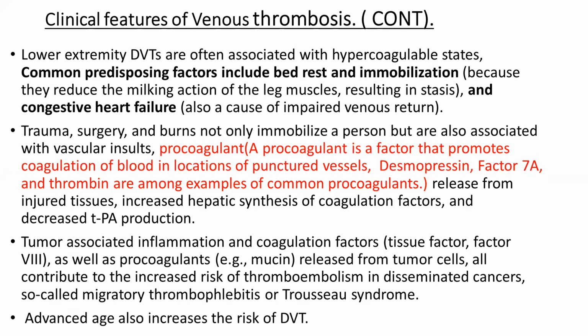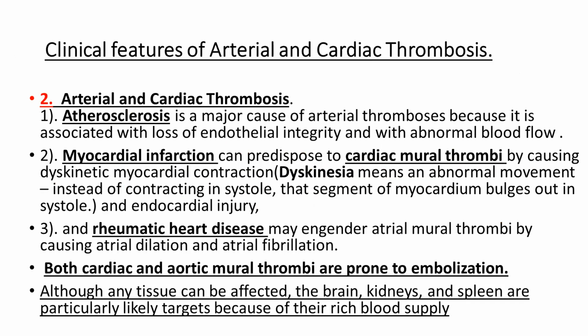Tumor-associated inflammation and coagulation factors, tissue factor, factor 8, as well as procoagulant mucin released by the tumor cells, all contribute to the increased risk of thromboembolism in disseminated disease. Now arterial and cardiac thrombosis. Atherosclerosis is the major cause of arterial thrombosis because it is associated with loss of endothelial integrity and with abnormal blood flow. Another cause is myocardial infarction, and rheumatic heart disease; both cardiac and aortic valve thrombi are prone to embolism.